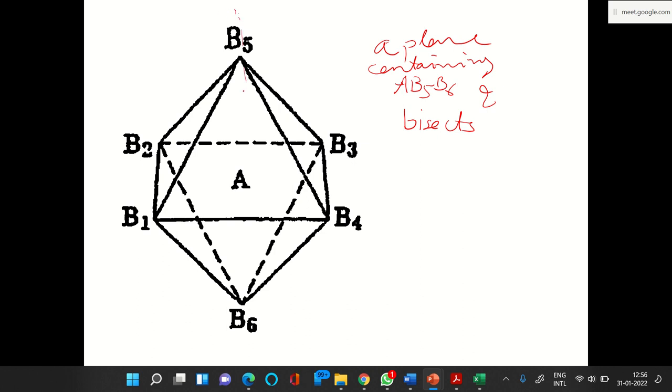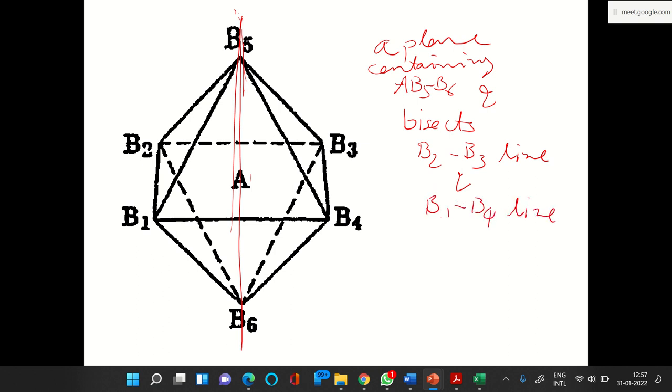something like this, b5 b6, and then it is coming out of the screen. If it is coming out of the screen, then it bisects these two lines. If the plane is coming out of the screen, then it will be bisecting the b2 b3 line and it will also be bisecting the b1 b4 line, right? Similarly, passing through b5 and b6, this is one plane that I can think of.